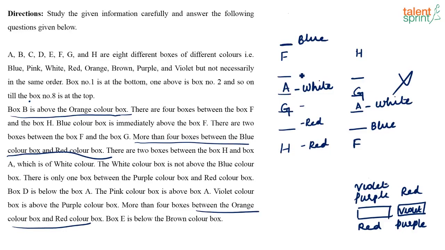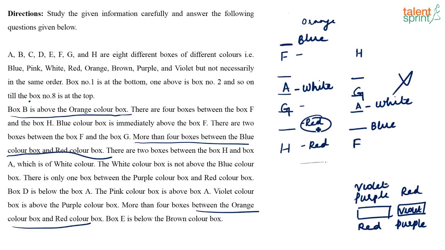But if I put orange here, then 1, 2, 3, 4. Then there has to be one box here which has to be red. But this can definitely not be red. See, even if I put orange anywhere else, if I put orange here, what will happen? 1, 2, 3. Now this can't be red. Yes. So in that case, orange has to be here. If orange is here, then what happens? This can be red.